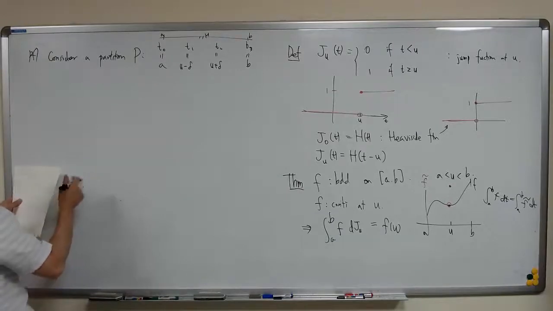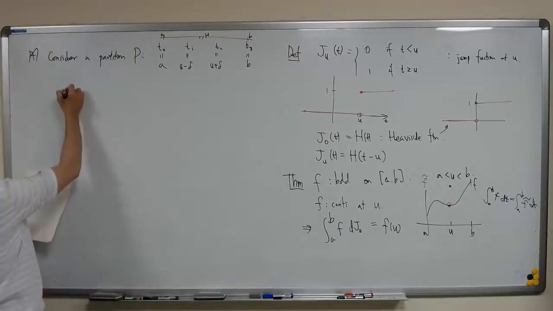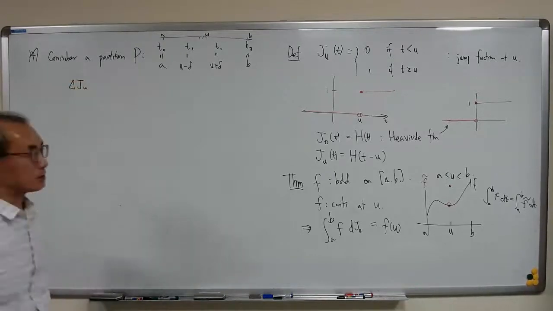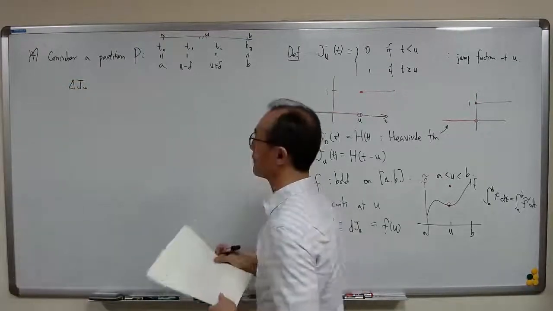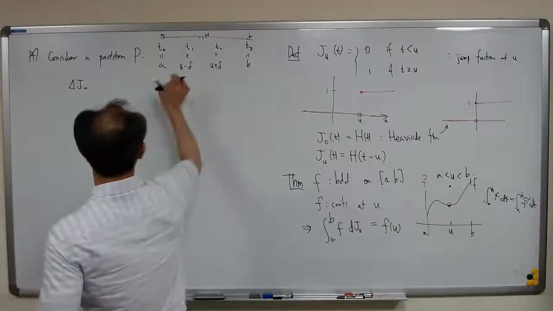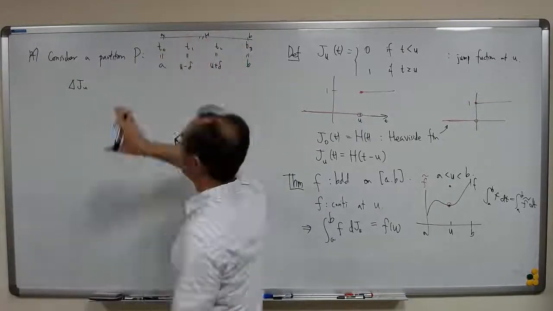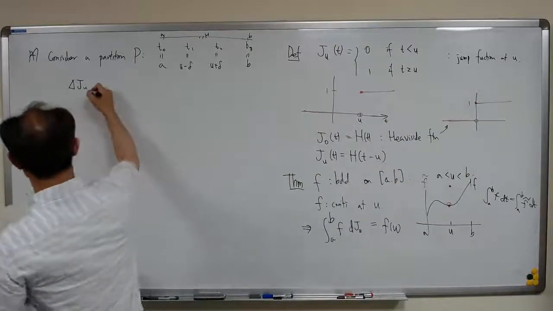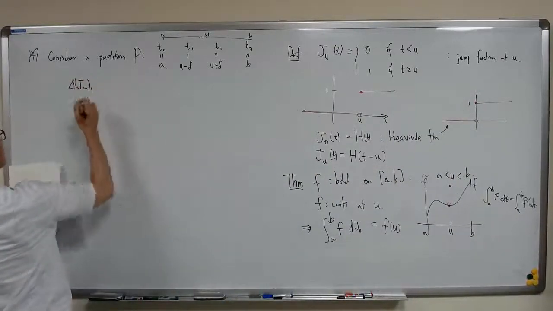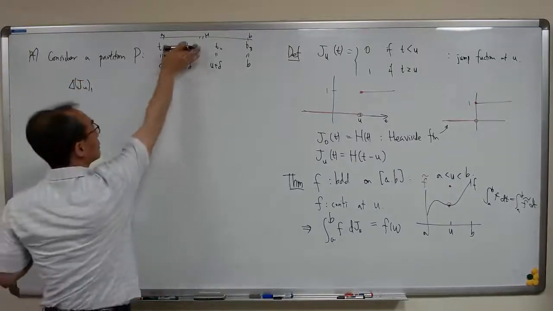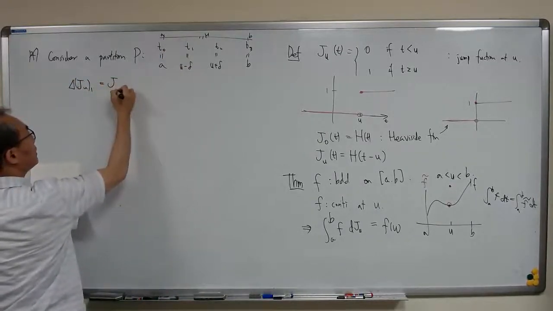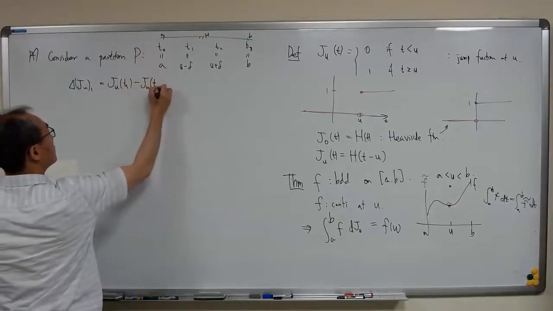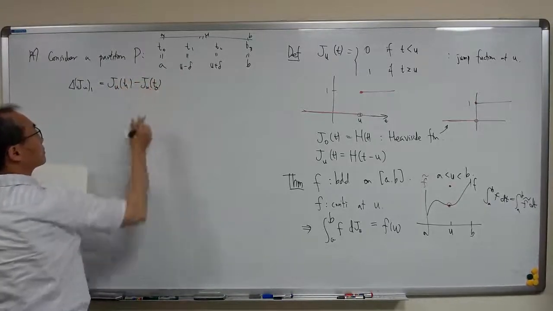Okay, then we're going to consider the increments of this jump function. There are three different intervals in this partition. The first one is the increment in the first subinterval, which is J sub u at t1 minus J sub u at t0.